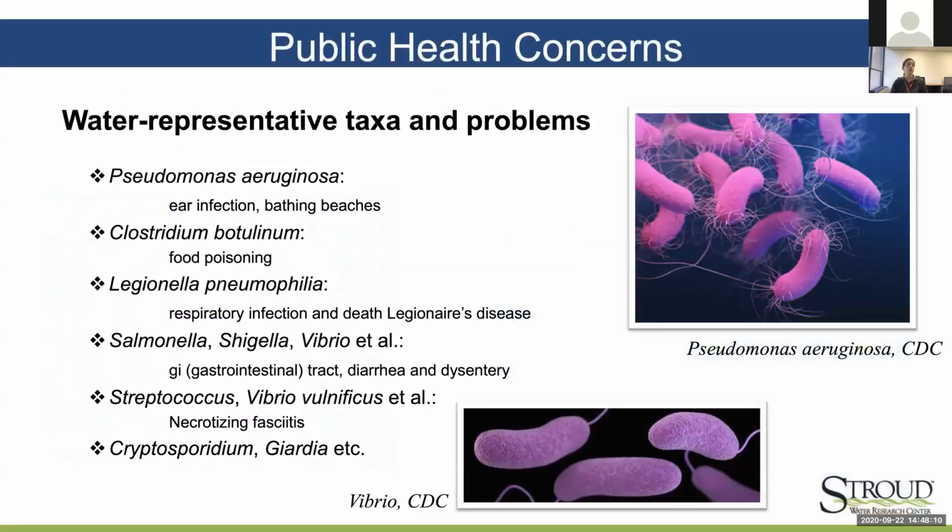While many microbes provide benefits, some of the bacteria can make us sick and cause public health problems. For instance, Pseudomonas can cause ear infections at bathing beaches. Clostridium can cause food poisoning. And there are a number of other organisms of concern. In particular, there was a case with Vibrio vulnificus, which caused necrotizing fasciitis in an incident not long ago related to the Chesapeake Bay, where someone was washing a cut with bay water.